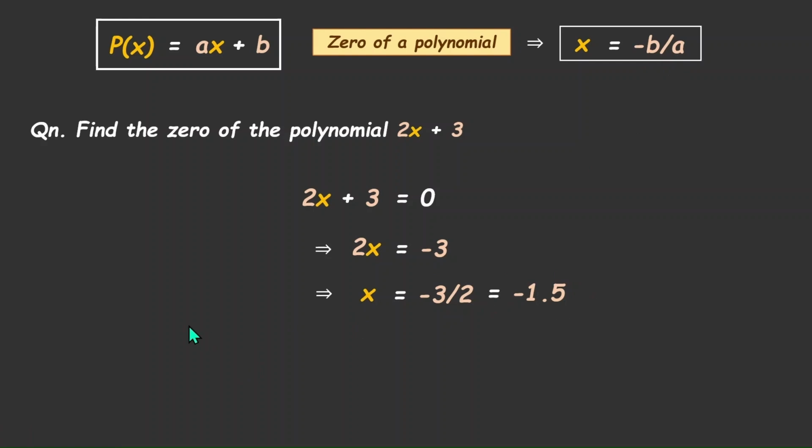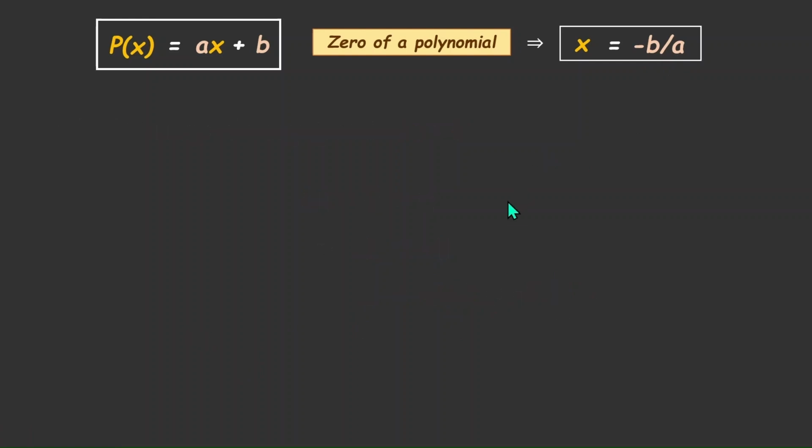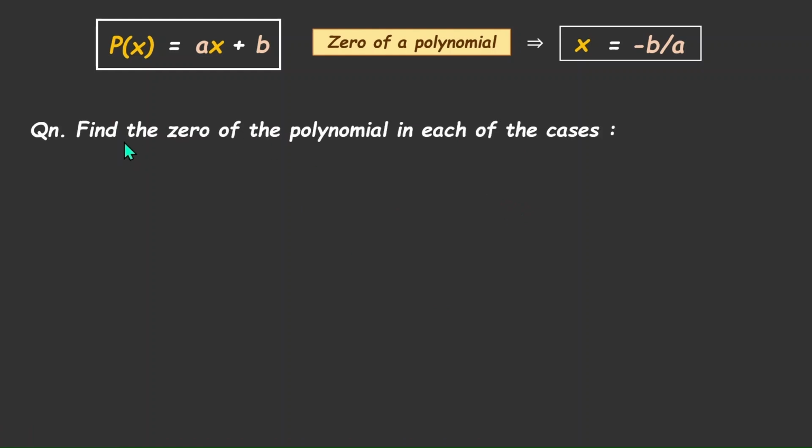Okay. Now let's look at different examples where we can use the formula to get the answer. We have to find the zero of the polynomial in each of the cases. So the first case is x minus 3. Now this is the polynomial given to us. This is our general form. So here a is equal to 1 and b is equal to minus 3. So using the formula, we'll get x is equal to minus of minus 3 divided by a, which is 1. So that will be just minus of minus 3. So x is equal to 3 is the zero of this polynomial.